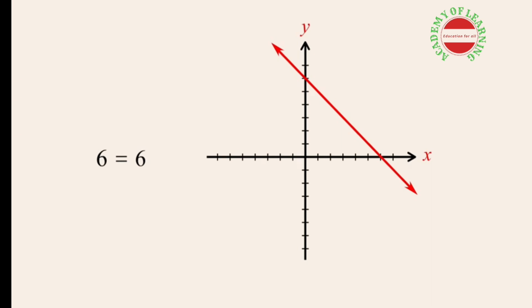Once again, obtaining a statement of equality between two equal numbers indicates that the equations are dependent. The system, therefore, is consistent with an infinite number of solutions.